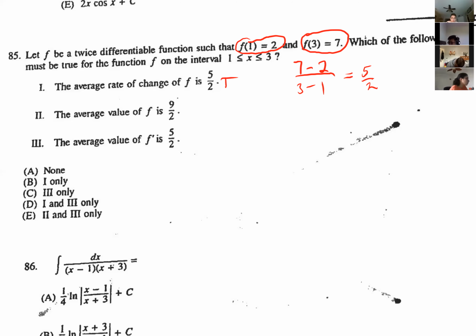So let's go to number 2. The average value of f is 9/2. So to find the average value, you need the integral of the function over the interval. But we don't know what the original function is. So how would I know? So I'm going to say this one's false because we don't know what the original function is.